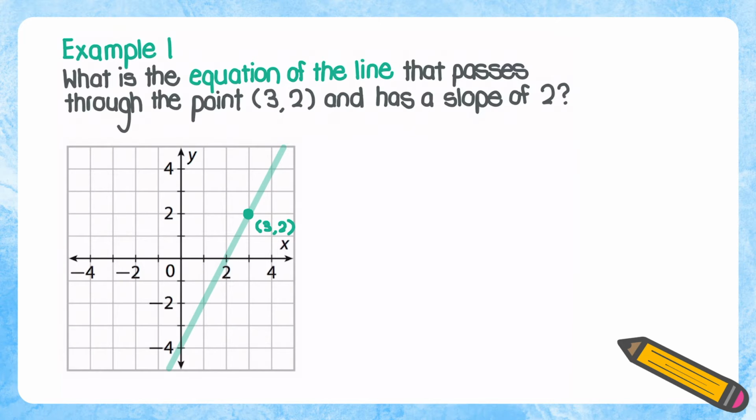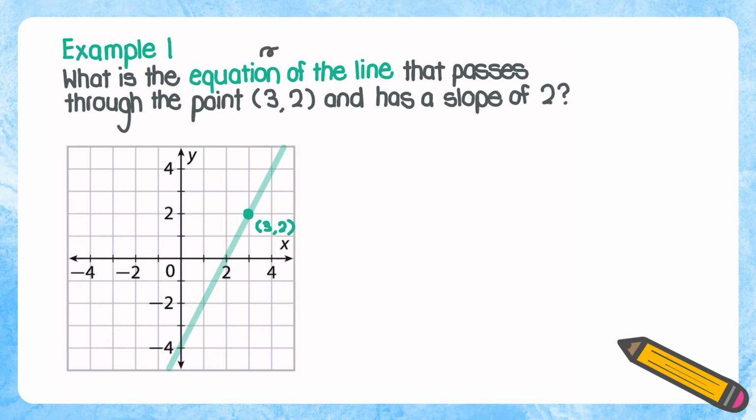Here's our first example. What is the equation of the line that passes through the point (3, 2) and has a slope of 2? I tried graphing it so you have a visual representation, and now we'll take an algebraic approach to find the equation of the line. Notice in the graph I labeled the point (3, 2), and from there I went up 2 and to the right 1 for my slope of 2.